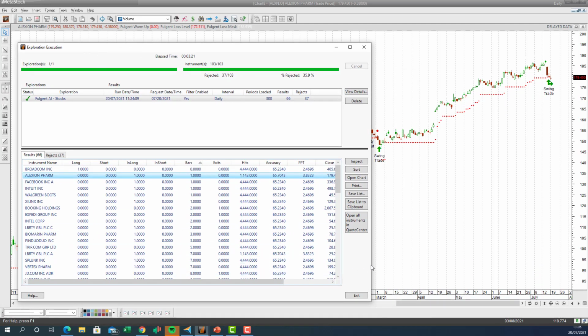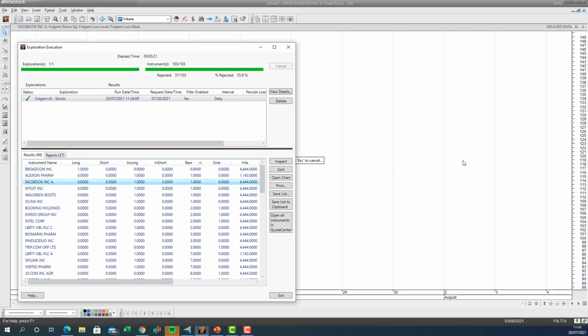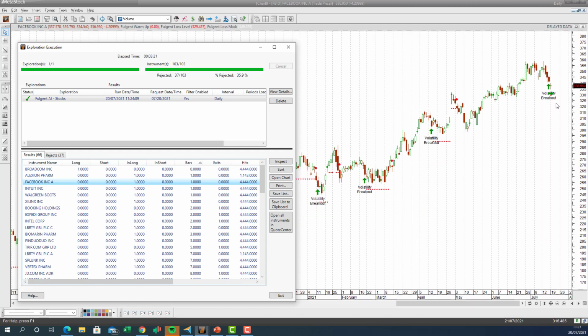I'm just going to minimize this a little bit to get more screen space. Facebook. So it's taking a few seconds to load. There we go, volatility breakout. You can see there are quite a lot of fantastic trades. So now a brand new volatility breakout, and you can see there's a fine little red dot there, and that's the stop loss. 330 is the trailing stop loss on Facebook.